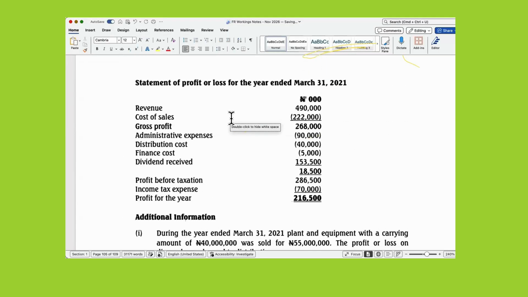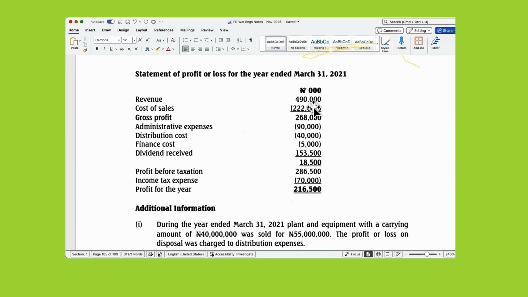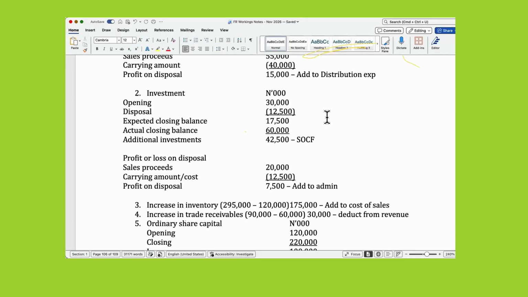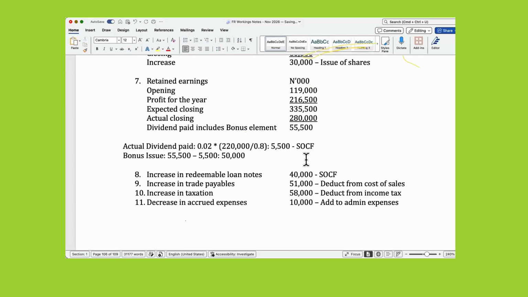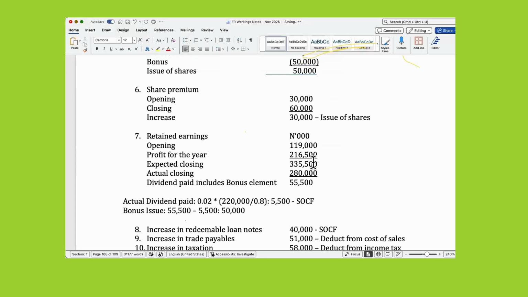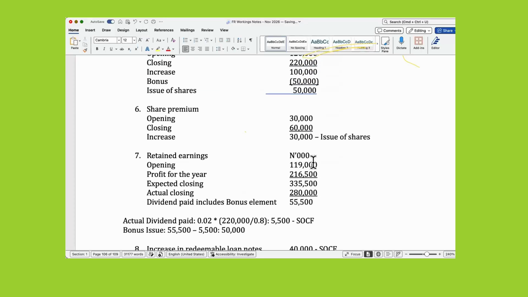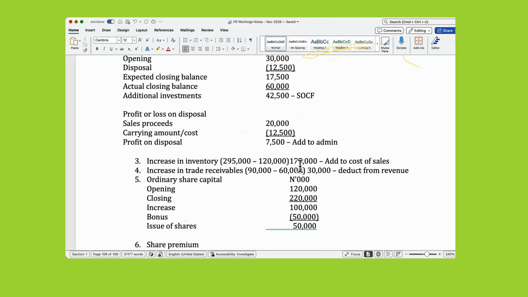The second item in my P&L is cost of sales, which is 222. What I really need here is my cash paid to suppliers. I already showed you the two ways. I really like this one because I'm used to it. I will just add inventory and deduct payables for the year. It's always very fast for me because I've solved many questions, and I understand that those are the non-cash items inside cost of sales.